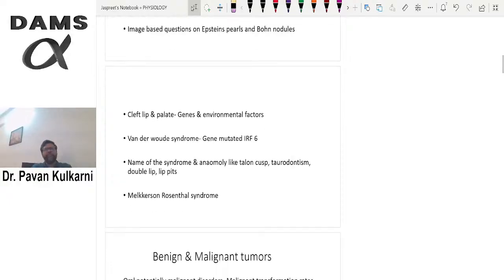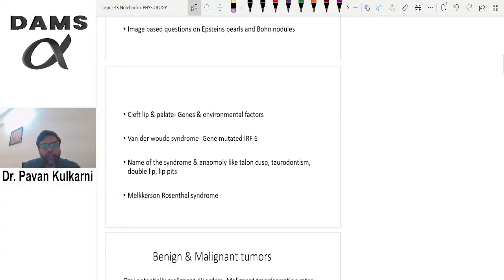Then again, a favorite topic in INICET is cleft lip and cleft palate. Here the commonly asked thing is about the etiology. What they'll ask you in etiology: what are the genes involved? What is the genetic aspect? You have the PAX gene, the MSX1 gene, all those genes that are frequently asked. And what environmental factors are asked? Like smoking, maternal alcoholism, folic acid deficiency, all those things. I'm not going to discuss them here, but still that is again a favorite area in case of cleft lip, cleft palate.